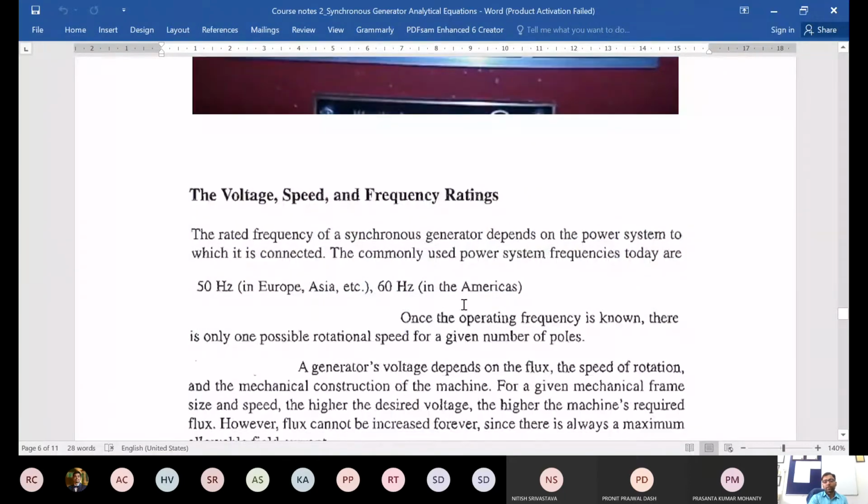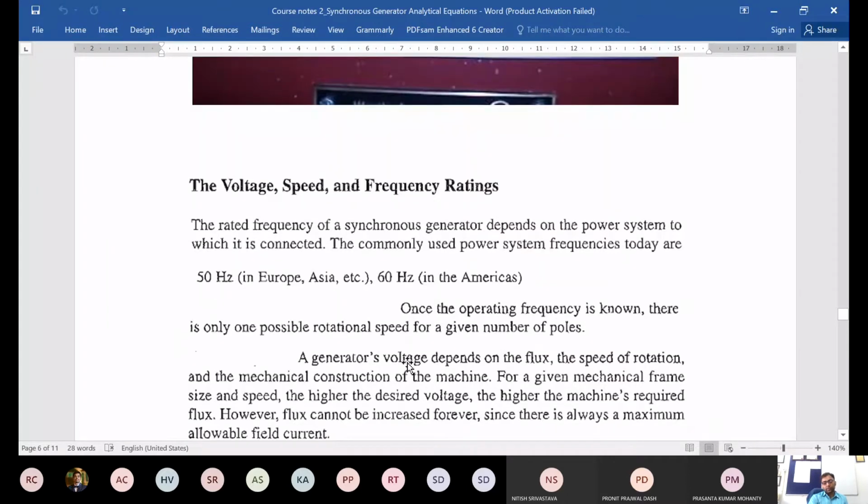Once that frequency is fixed, there is only one possible rotational speed for a given number of poles, as we know, because the number of poles is also fixed. The machine is already constructed, and once it has been manufactured, the number of poles is fixed. Now that the frequency is fixed, the rotational speed also gets fixed. So there is only one possible rotational speed for this synchronous generator.